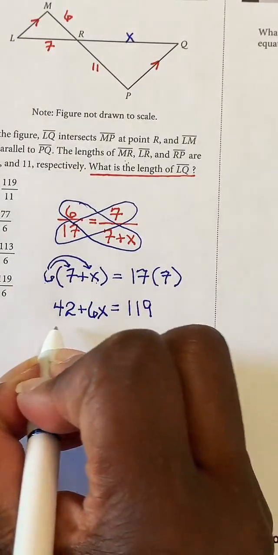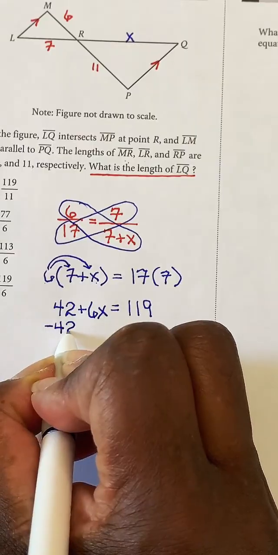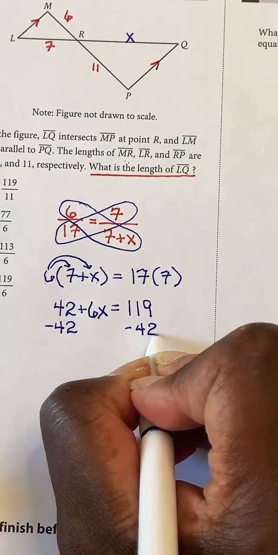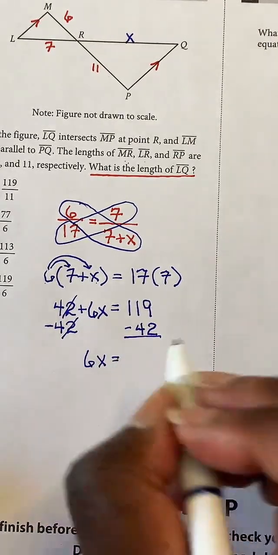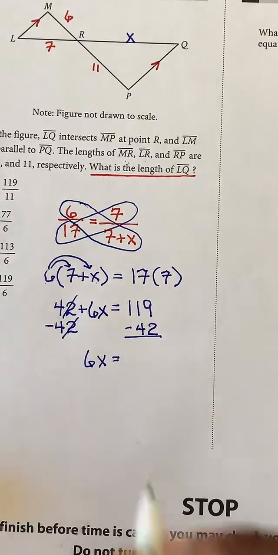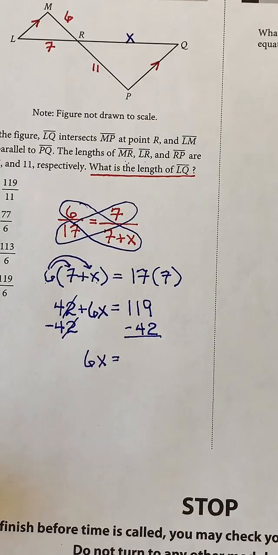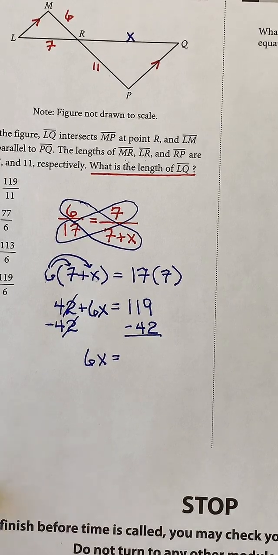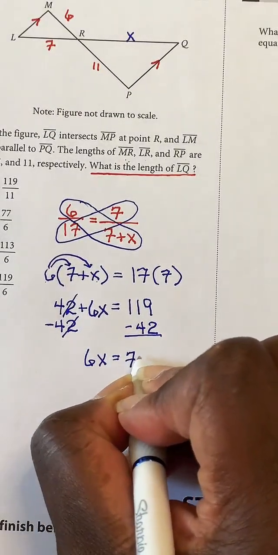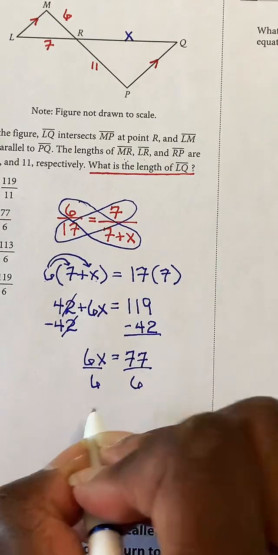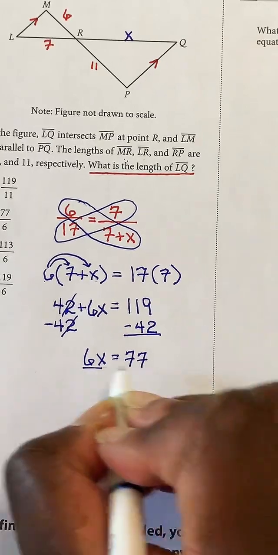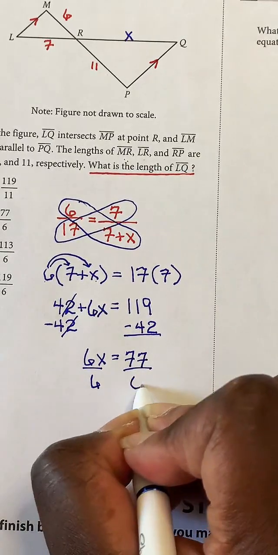All right, let's take a look. So now I'm going to subtract the 42 on both sides. So I have my 6x equals 77. All of a sudden I'm getting a brain fart. 77. Thank you. All of a sudden I just had a real quick brain fart. That was weird. Okay, divide both sides by 6.